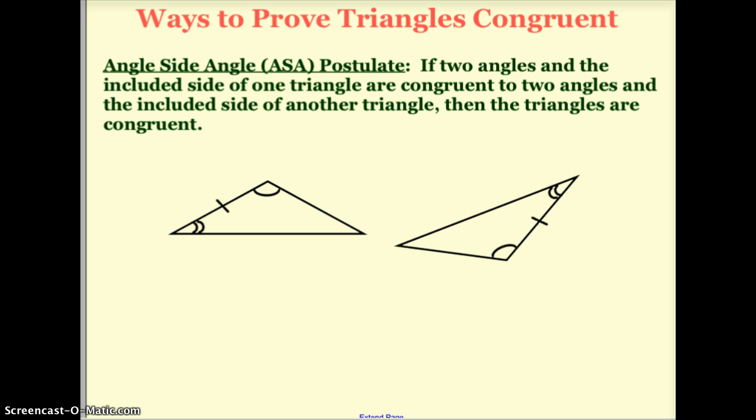The next postulate is called the angle-side-angle postulate. If two angles and the included side of one triangle are congruent to two angles and the included side of a second triangle, then the triangles are congruent.